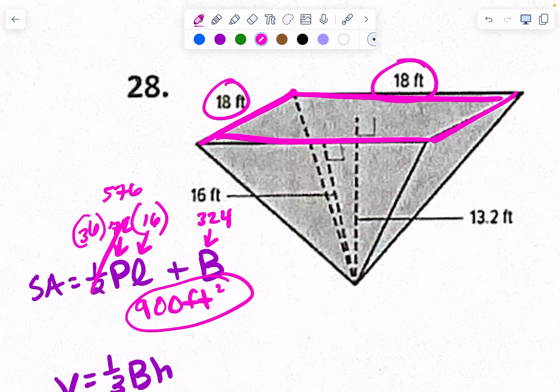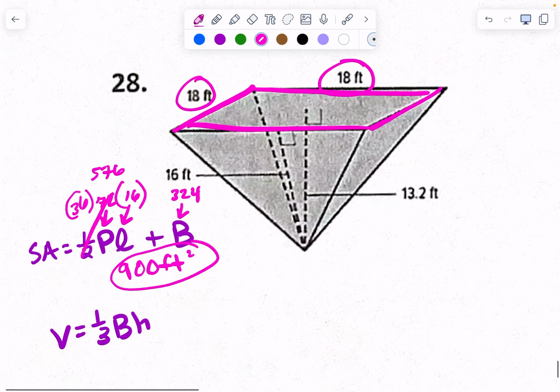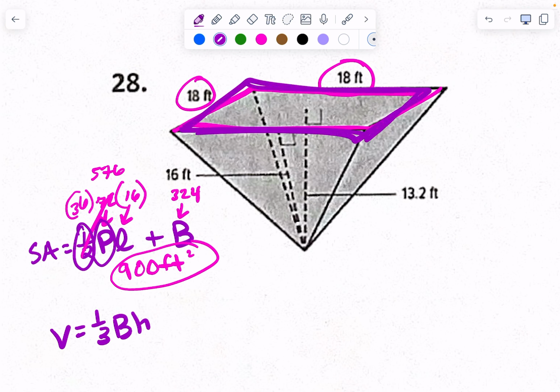So 1/2, capital P is the perimeter of the base. So it's all of these added together. 18, 18, 18, 18, which is 72. The slanted height, I don't know if you can see this very well, is 16. And then capital B is the area of the base. So it's 18 by 18, 18 squared, which is 324. And then I just multiply them. So 1/2 times 72 times 16 plus 324 is 900 feet squared.